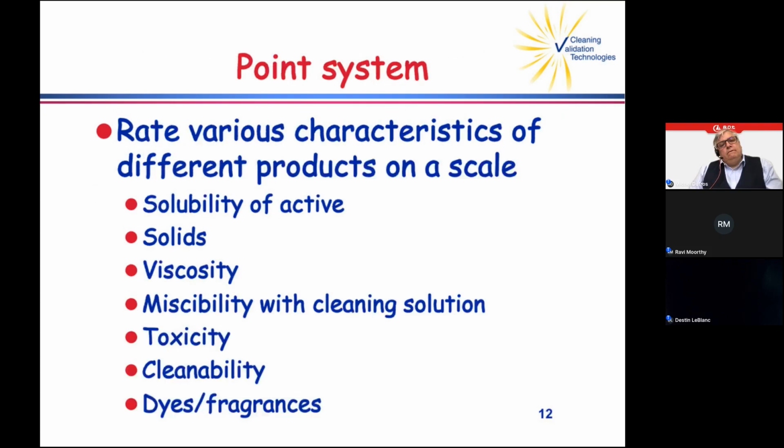In the point system, they rate various characteristics of the different products on a scale. So there may be a scale that talks about the solubility of the product. There may be a scale that talks about the solids of the product. In other words, the other things being equal, the less soluble the active is, the worse case it's going to be. The other issue is that the more residue that's left on the equipment, the more soil is left, the more difficult it is to clean.